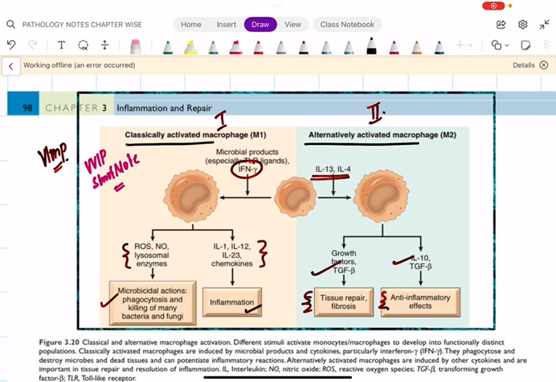Fine? Classically activated macrophages. Each pathway has its own significance. Classically activated macrophages are activated mainly by some microbes or some infections.